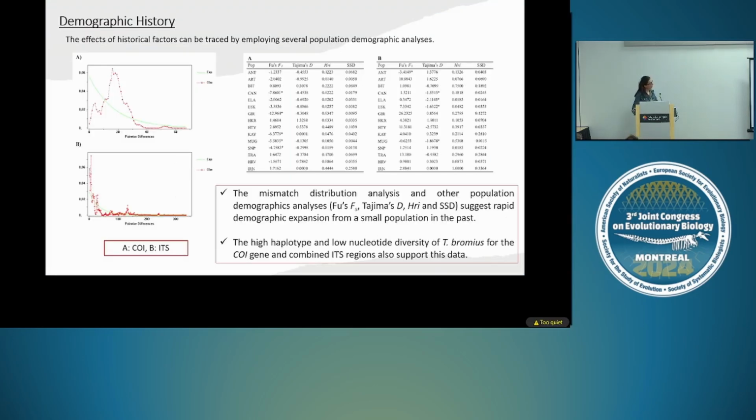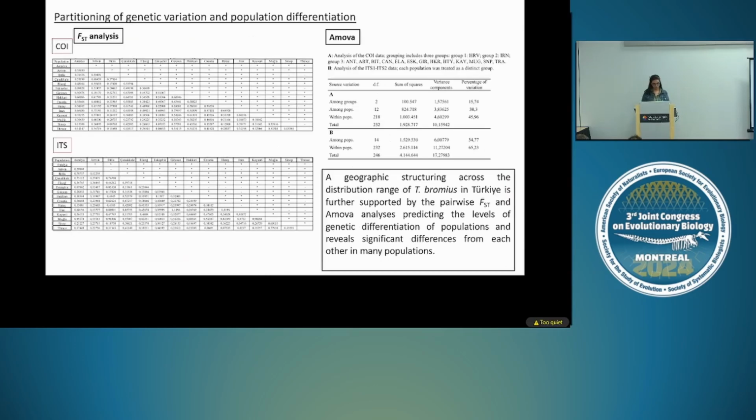Demographic history. The mismatch distribution analysis and other population demographic analyses, Fu's Fs, Tajima's D, Harpending's raggedness index, SSD, suggest rapid demographic expansion from a small population in the past. The high haplotype and low nucleotide diversity of bromeus, in cytochrome oxidase and the ITS region, also support this demographic history.